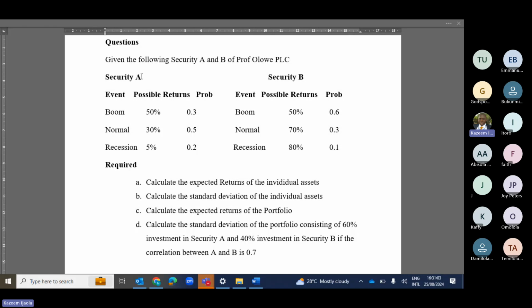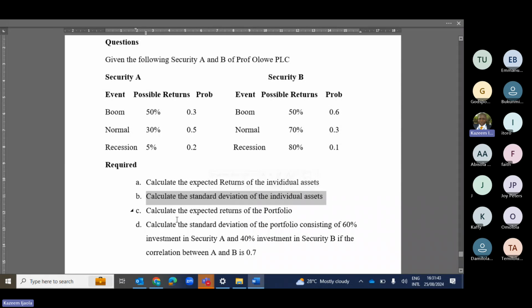Given the following security A and B of Aloy PLC. When the economy is booming, you can get a return of 50%, 30% when the economy is normal, and when you are in recession, you get 5%. Calculate the expected returns of the individual asset, then calculate the standard deviation of the individual asset. Remember, you calculate them separately first. You need those data before you calculate the other things. I will tell you why you have to do that separately.